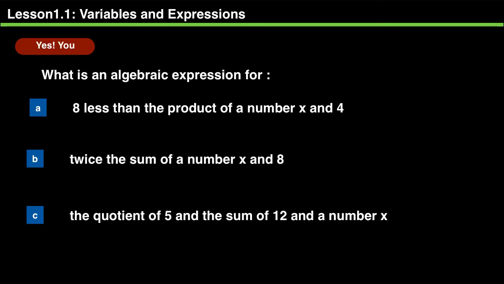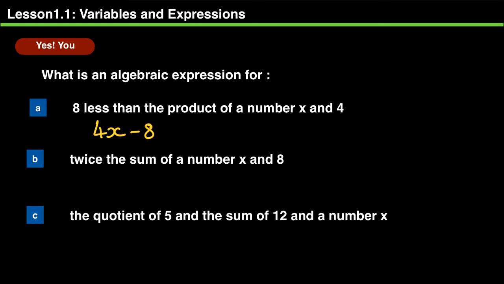Yes, you can give a try now, and you will be able to do it because you are a smart person. So let's try this. You can hit the pause button, try it on your own, and then play to see whether you got it right. What is an algebraic expression for 8 less than the product of a number x and 4? The product of a number x and 4. Product means multiplication. So we can write 4x, and 8 is less than that. So minus 8. And I'm sure you would have got this.